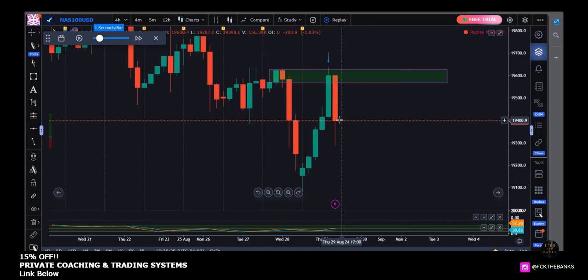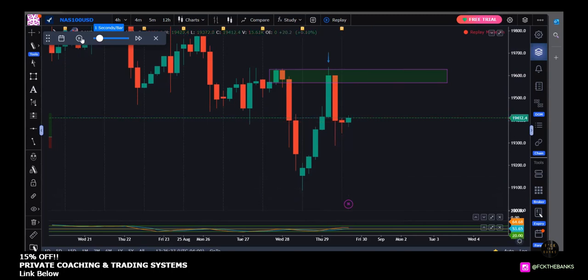As you can see, price closed inside this zone and immediately it had a significant drop. Now let's see what happens next. I want to mention, guys, that these zones can be tested multiple times. The more they are tested, the more it takes the freshness out of it.